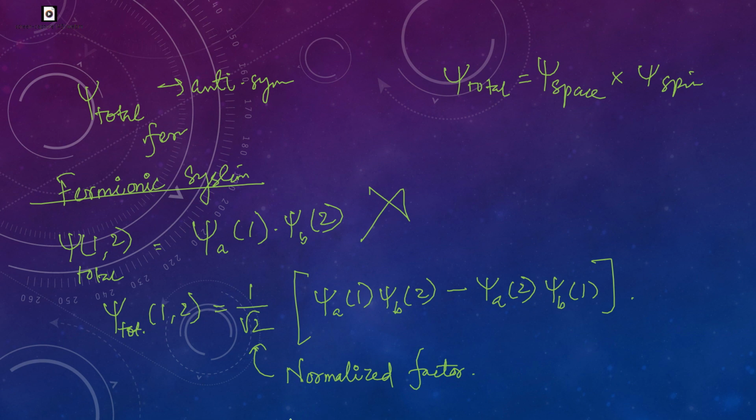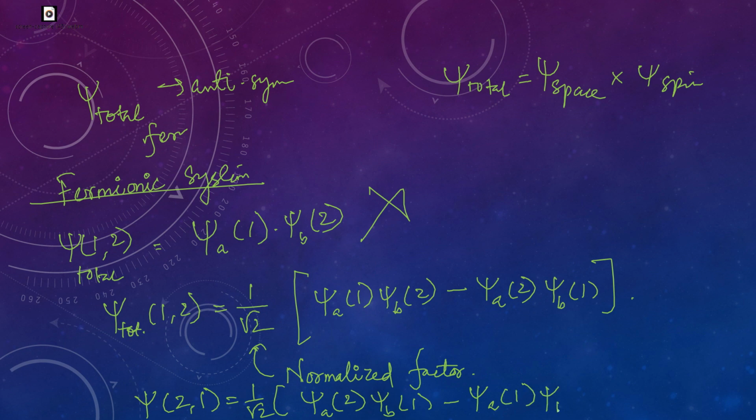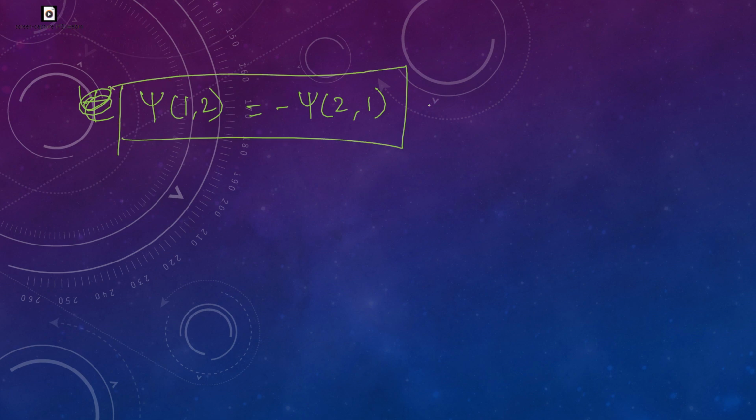Now I can write psi 2 1 as 1 by root 2 times psi A2 psi B1 minus psi A1 psi B2. If you see, isn't it the negative of this one? So I can write psi 1 2 is equal to negative of psi 2 1. This is for a fermionic system.